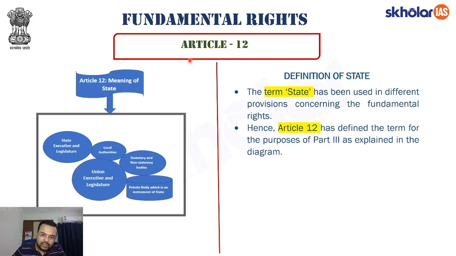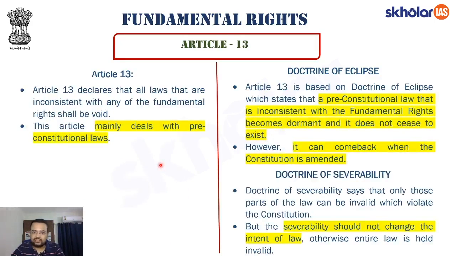Students, with respect to Article 12, the most important thing that you need to keep in mind is this diagram. Just try to keep in mind everything that gets included in Article 12, that is in the meaning of state. बहुत simple रखिए approach. Union government, union legislature, ये दोनों आ जाते हैं. State government, state legislature, ये आ जाते हैं. Third tier भी है, local authorities, वो भी आ जाती हैं. Statutory bodies, non-statutory bodies भी आ जाती हैं, और ये key point है private body, which is an instrument of state, right? Now we come to Article 13.